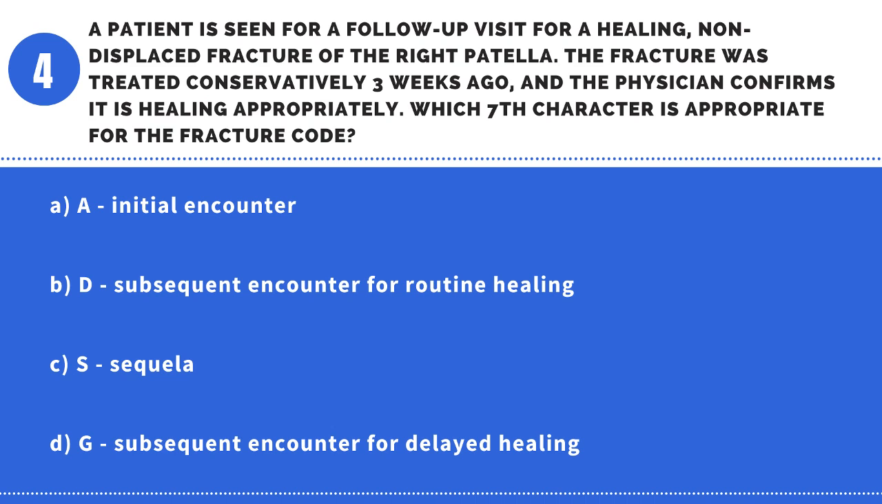Question 4. A patient is seen for a follow-up visit for a healing, non-displaced fracture of the right patella. The fracture was treated conservatively 3 weeks ago, and the physician confirms it is healing appropriately. Which seventh character is appropriate for the fracture code? A. Initial encounter. B. D. Subsequent encounter for routine healing. C. S. Sequela. D. G. Subsequent encounter for delayed healing.